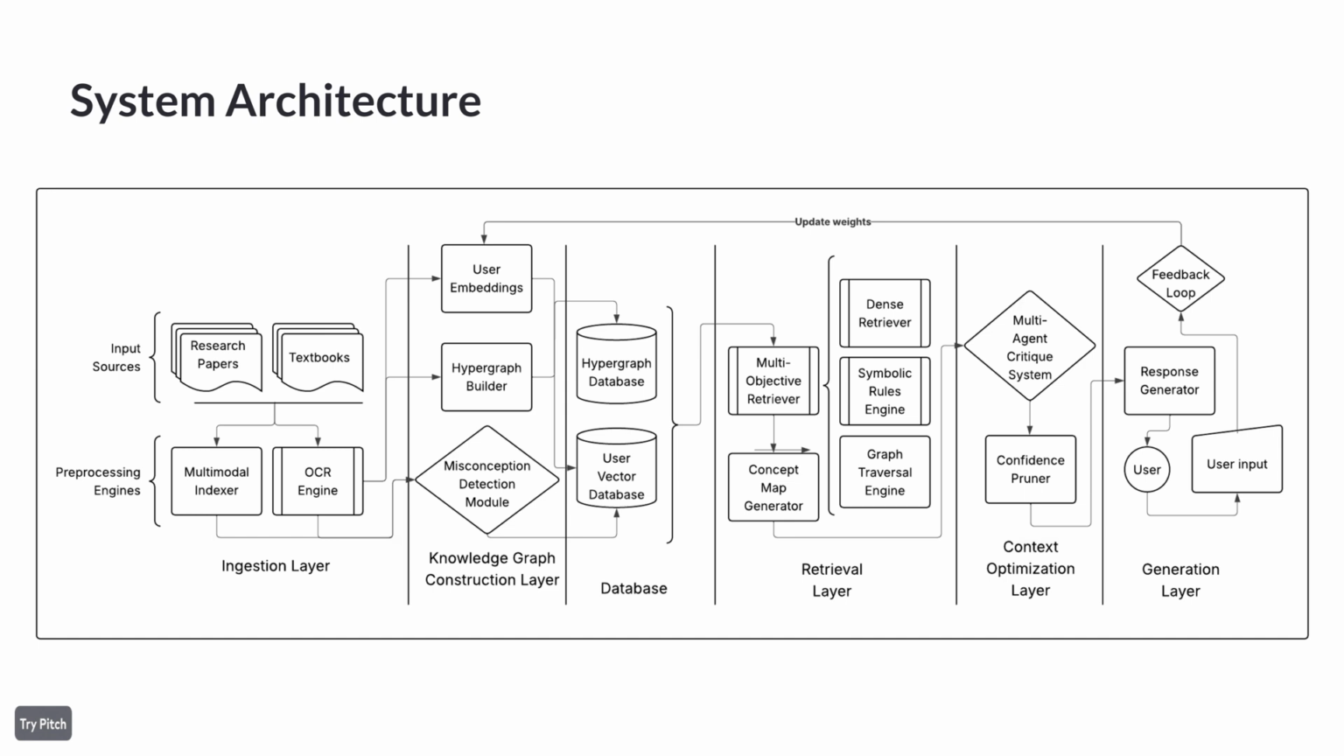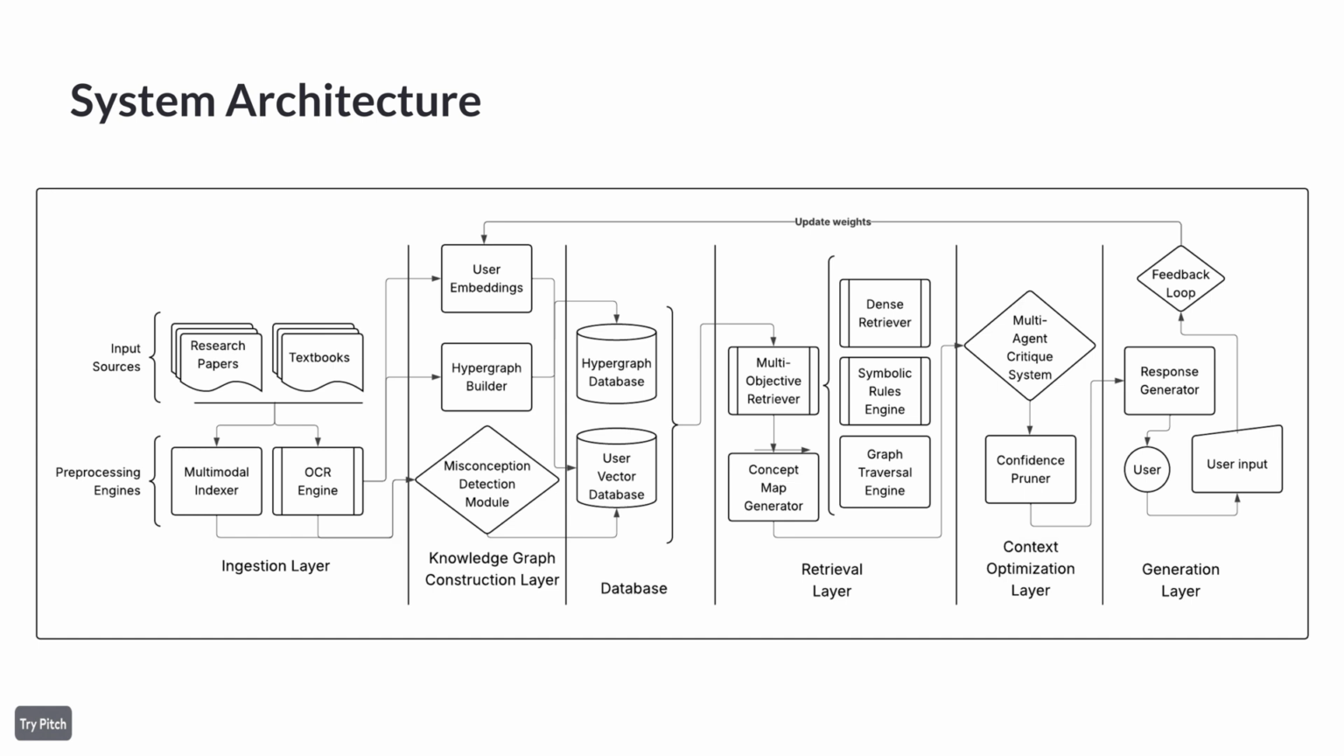Now, all this is fed to the next layer, which is the context optimization layer. The goal here is to refine the response before sending it back. Now, we use a multi-agent critic system. We have different AI critics that evaluate the answer, and we also have the confidence pruner, which removes less or weak answers.